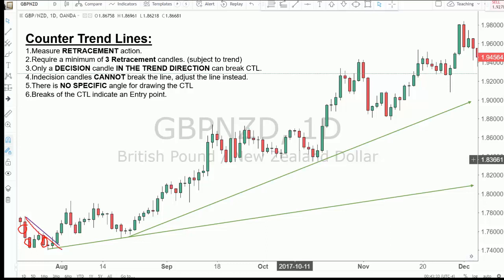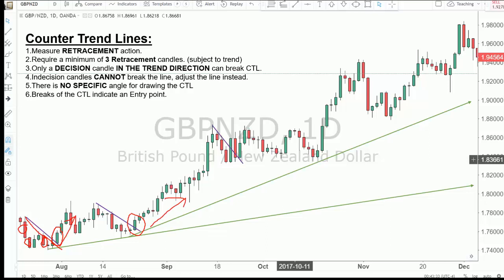But once I have the line going across, the only thing that I'm going to allow to break that counter trend line is a decision candle. As you can see, when this bullish decision candle finally broke that line, we have subsequent movement to the north in the direction of the trend. That's what we're looking for. So again, you will see time after time after time that when these counter trend lines are broken by decision candles in the direction of the trend, you will see subsequent movement in the direction of the trend.